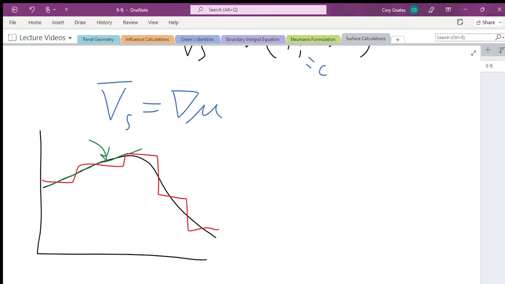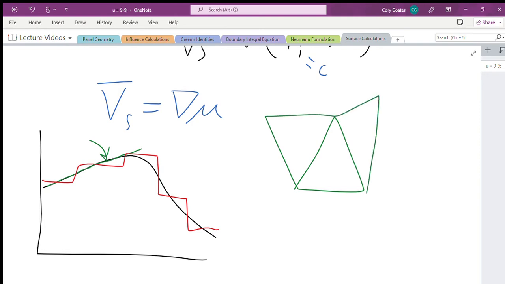Okay, so that's what we're going to do. The way we're going to do that is we're going to look at the panel, and let's say we're looking at panel 1. Panel 1 has neighbors 2, 5, and 6, and we know where the centroid of each of these is.